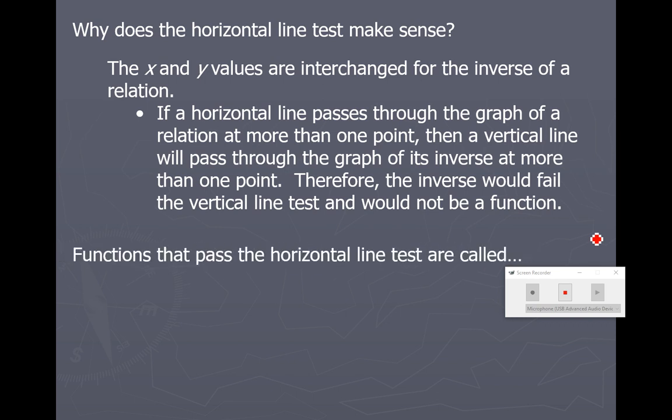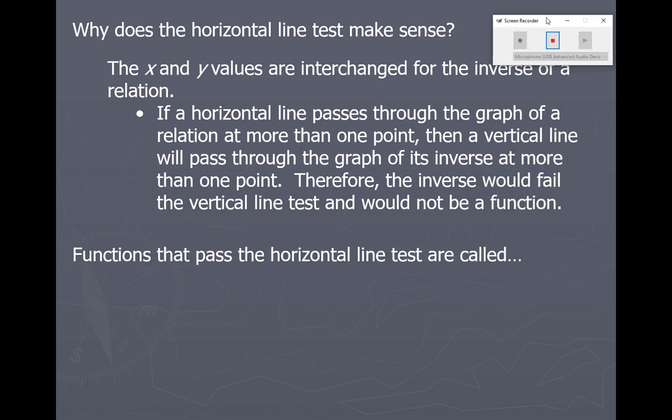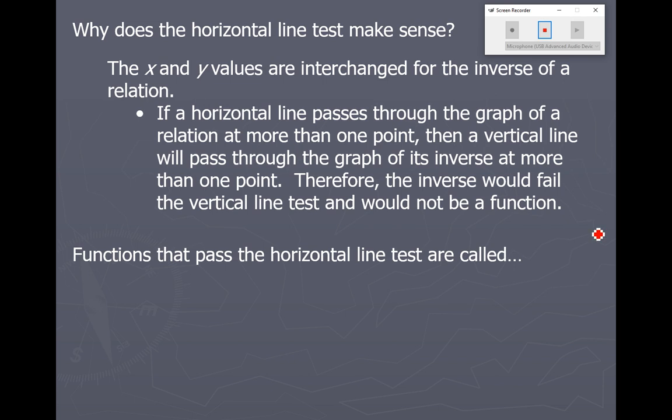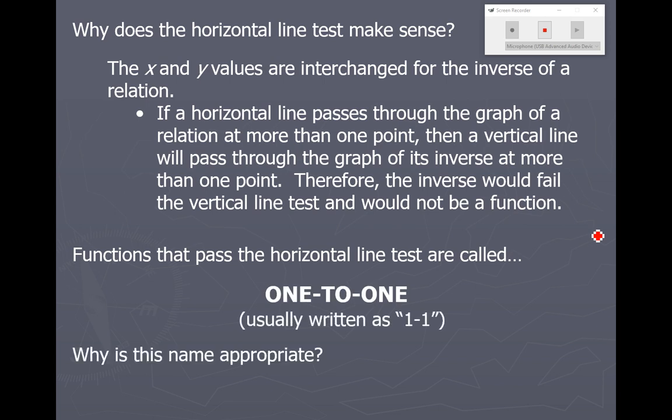Functions that do this, that pass the vertical and the horizontal line test, are very friendly functions. They're a special kind of function called one-to-one. Usually written as one-to-one, just like that. Why is the name appropriate? Every x value has one y value. Every y value has one x value. So it's one-to-one. Every x value matches up exactly with one y value.